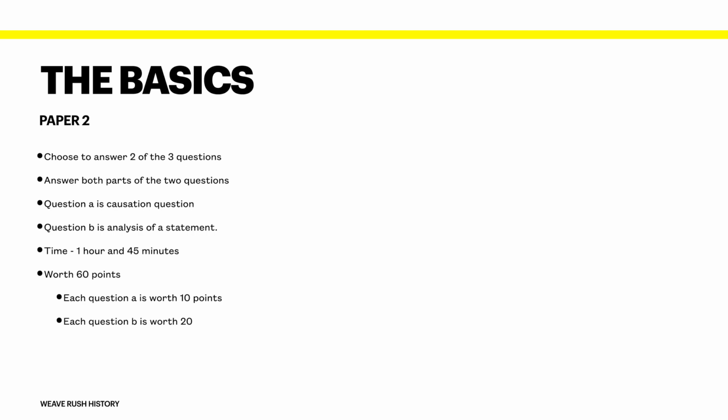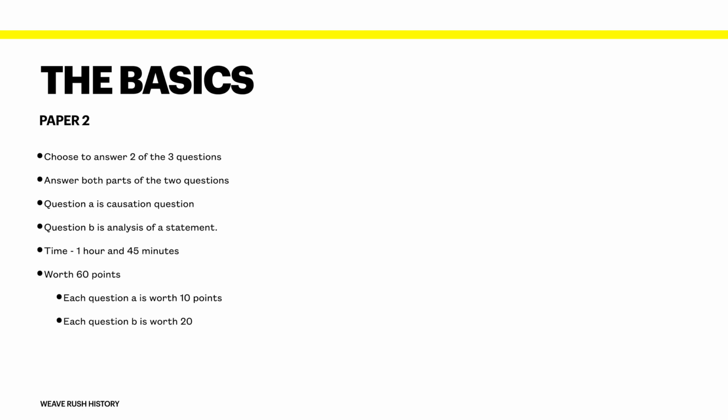Essentially, the best way to describe it is you have 3 topics and you choose 2 of the 3 topics and you answer 2 questions on each one of those topics. So in other words, you have 2 question A's and 2 question B's you're answering. Question A is a causation question. It's always going to be some sort of causation where you're linking how something caused another event.